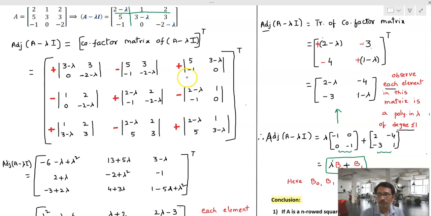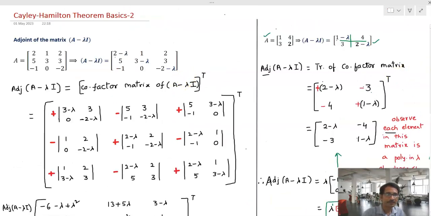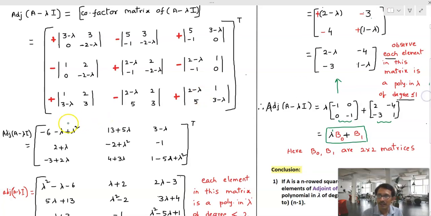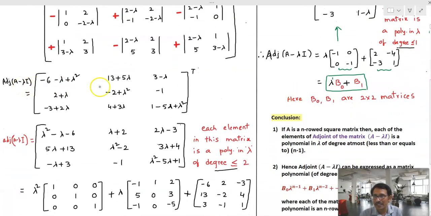Okay, you know the basics of how to find a cofactor of each element. Now I found these cofactors. And then what happens? After finding cofactors and simplifying them, please observe, this is the cofactor matrix and you want adjoint, so I write transpose again. By finding transpose, what do you get? Again you just rearrange the things, first row as first column, second row as second column, third row as third column, and what you got is each element here again is a polynomial in lambda of degree 2 or less. Okay, at most 2, or less than or equal to 2. That is the main point.